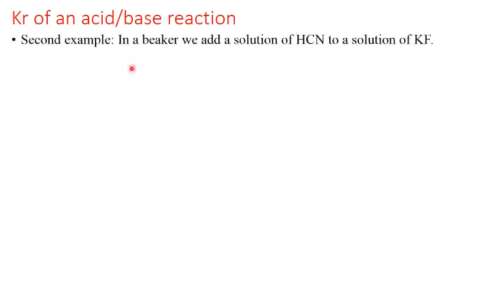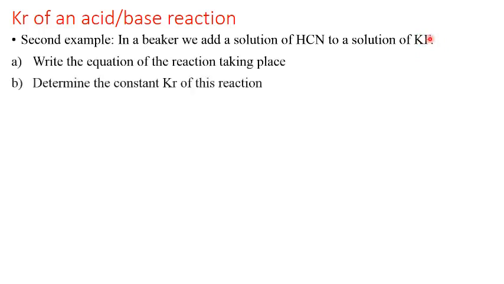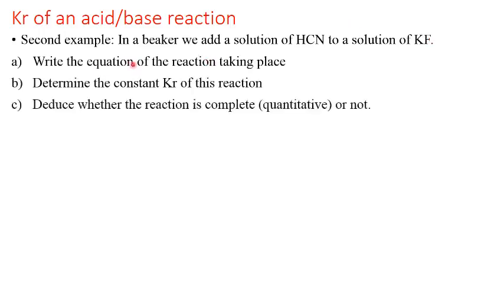In this example, in a beaker, we add a solution of HCN to a solution of KF. KF means K plus is a spectator ion, and F minus will be what? A negative ion, which plays the role of the base. Now, the same three questions asked before will be asked here. Write the equation of the reaction taking place, determine the constant Kr of this reaction, and deduce whether the reaction is complete, meaning quantitative, or not.